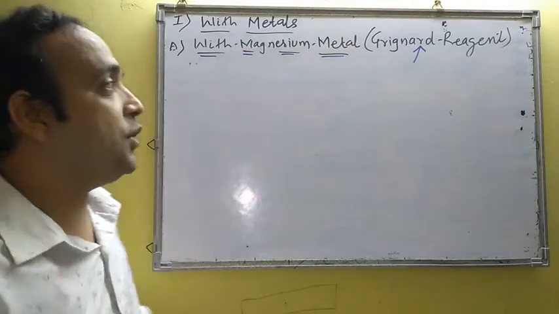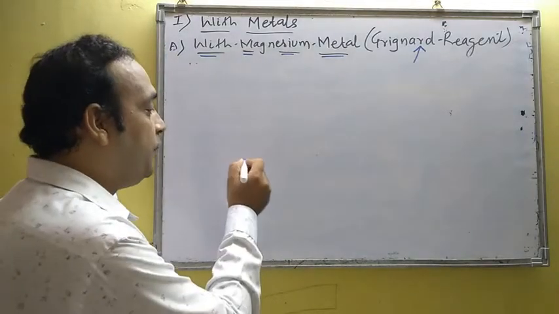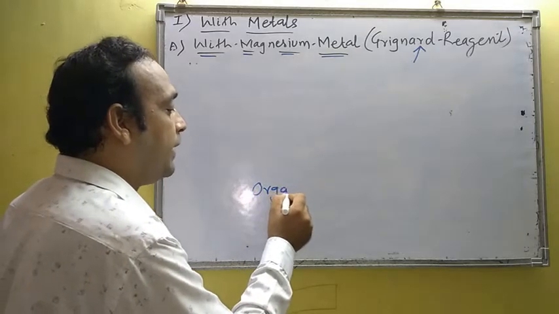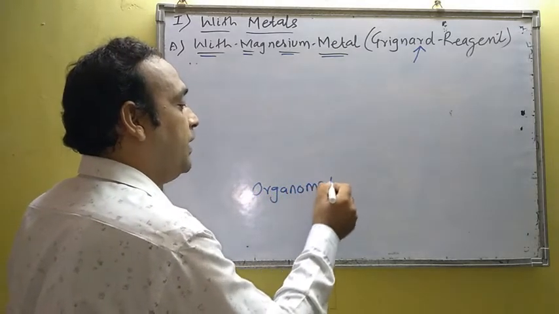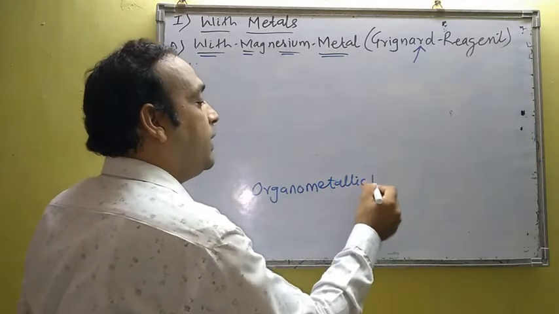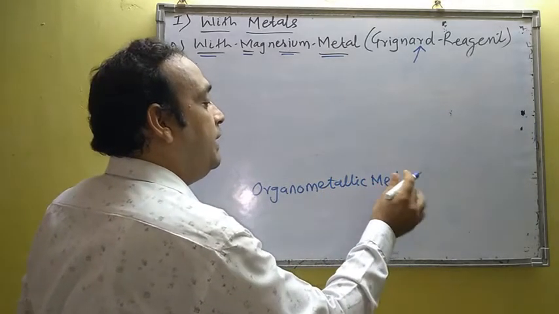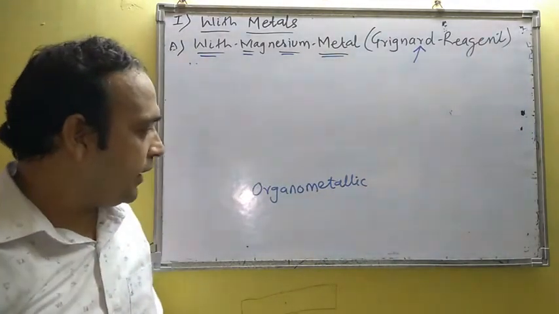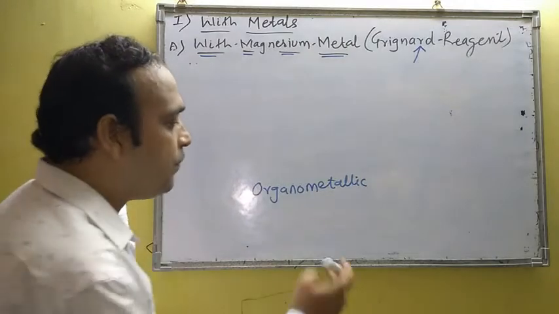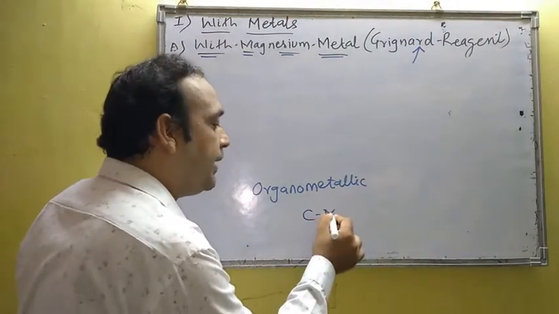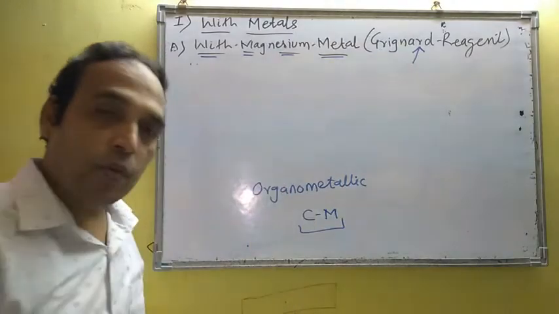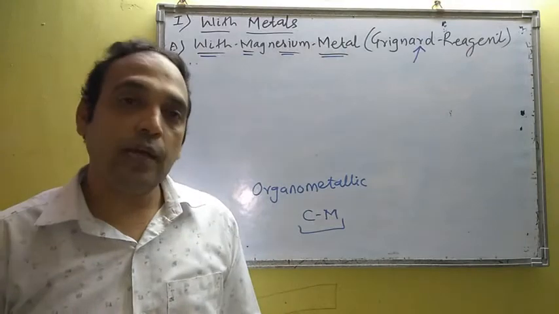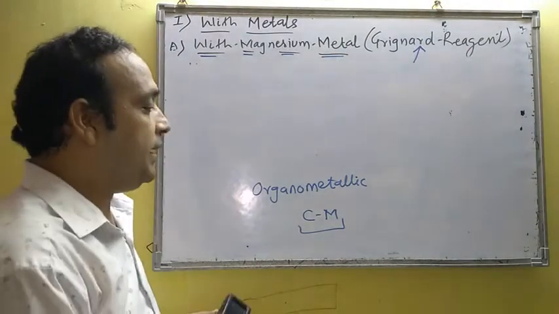Now in case of reaction of alkyl halide with metal, before going to start this reaction, let me discuss one point, organometallic compounds. What are organometallic compounds? Actually organometallic compound means the compound which shows carbon metal bond. A compound in which carbon metal bond is present, such compounds are called as organometallic compounds.